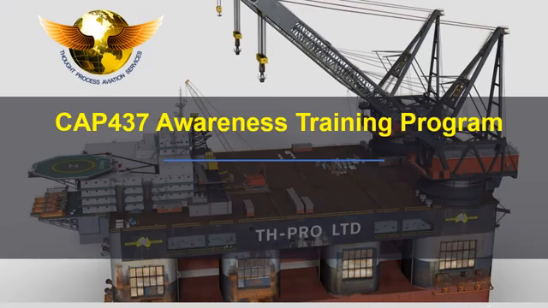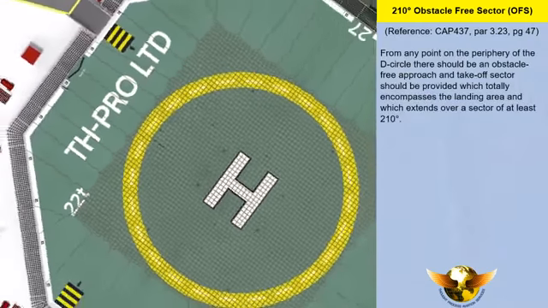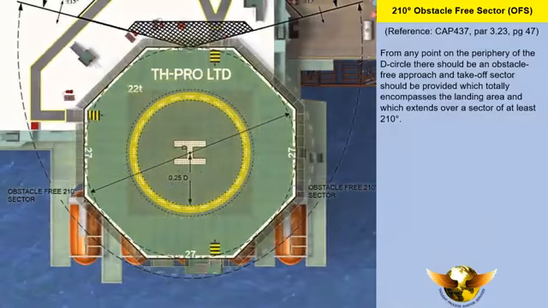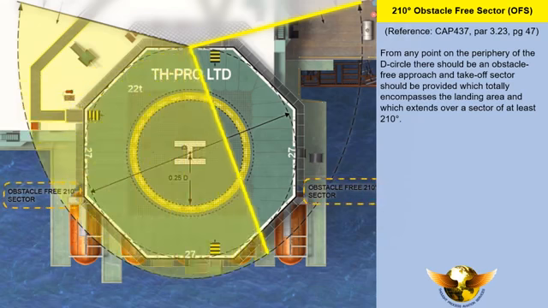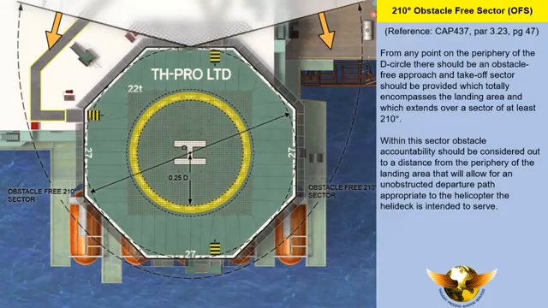CAP 437 Awareness Training Program, Part B. From any point on the periphery of the D-circle, there should be an obstacle-free approach and takeoff sector provided, which totally encompasses the landing area and which extends over a sector of at least 210 degrees. Within this sector, obstacle accountability should be considered out to a distance from the periphery of the landing area that will allow for an unobstructed departure path appropriate to the helicopter the helideck is intended to serve.